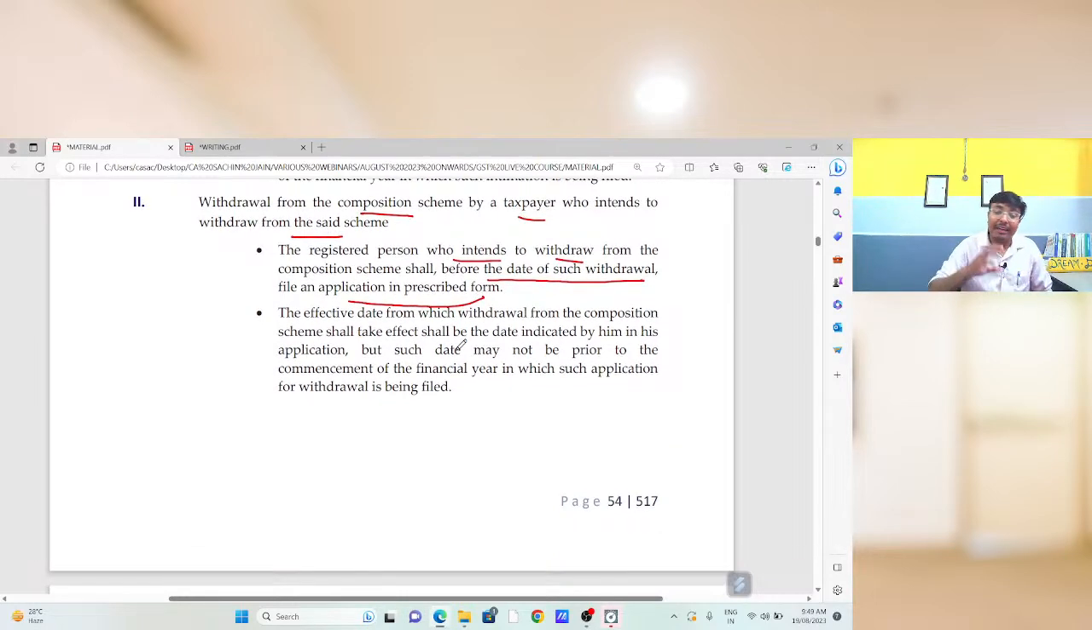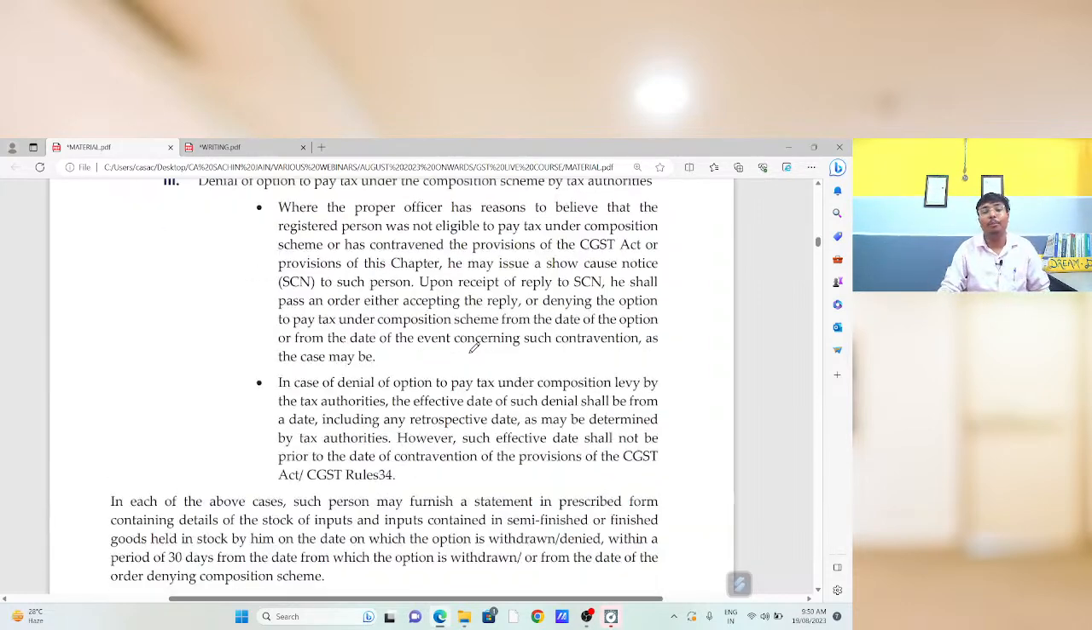Which form to file and how we are going to file, we are going to discuss the same in our practical filing portion. Now you just need to take the things in your concept that this is the mechanism for composition levy, so that at the time of audit, GSTR 9C, this will be very helpful if you are going to do the audit of any specific composition levy and your client is under the composition scheme.